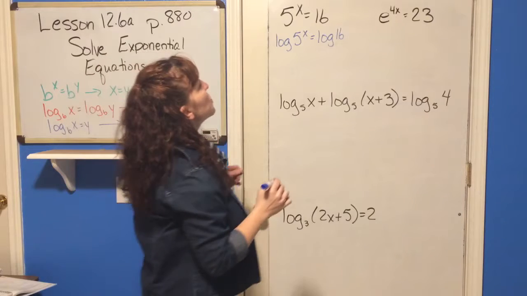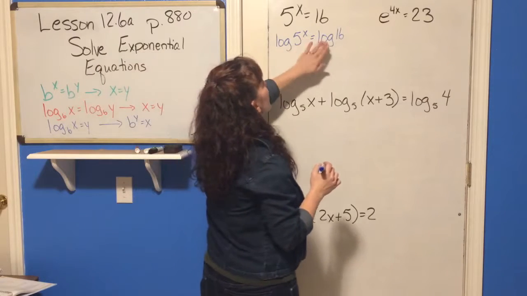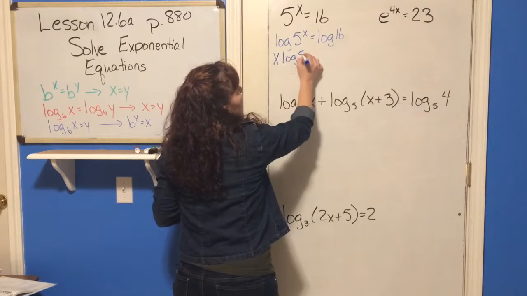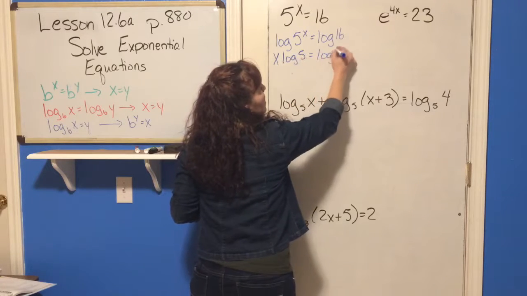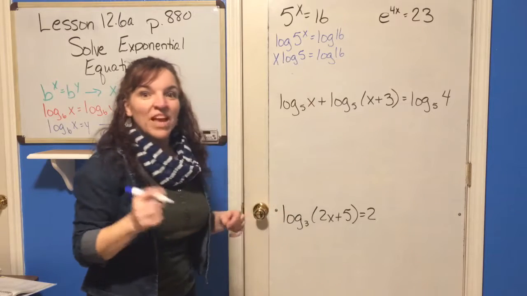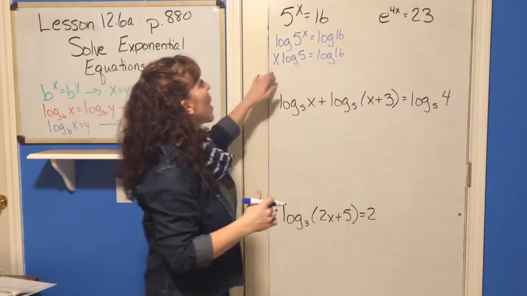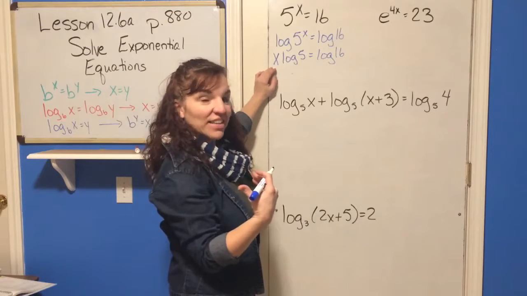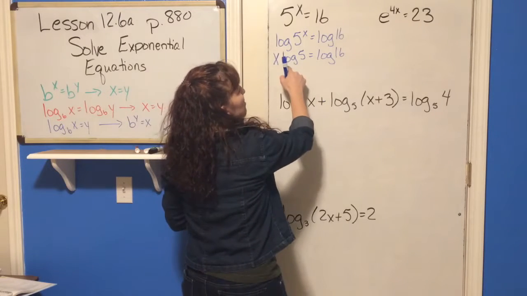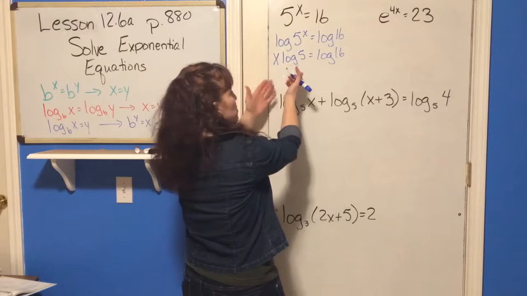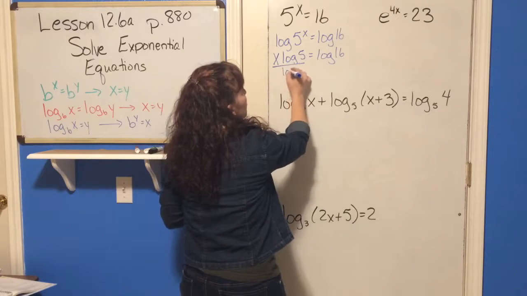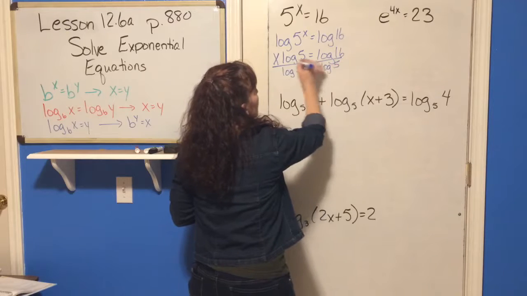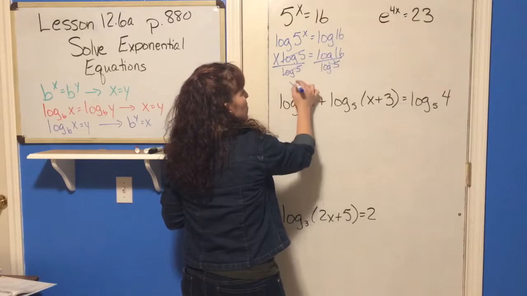And now when I do this, this power comes out front, and now I have x times the log of 5 equals the log of 16. The reason I did that is now I can get this x by itself. I can get it by itself by dividing by the log of 5, because now we're just multiplying these. So if I divide both sides by the log of 5, then I keep them equivalent, and I get x all by itself.